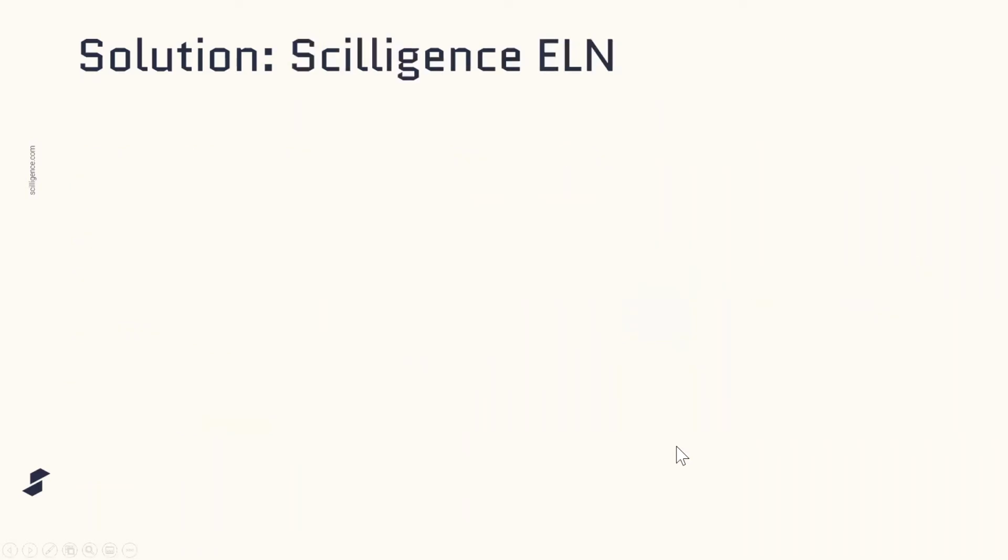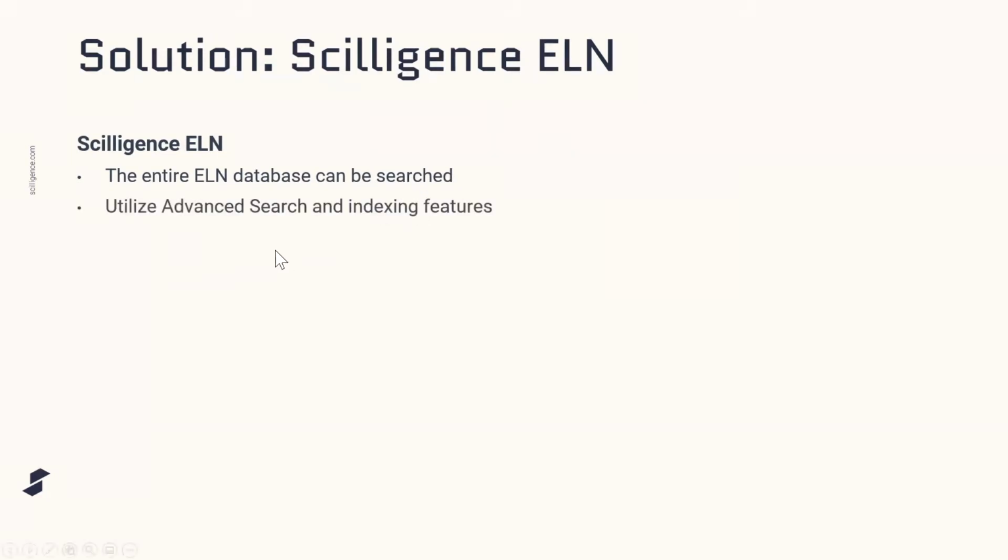For those of you who have our Scilligence electronic lab notebook, this is a vast improvement over the others, right? So with our Scilligence ELN, the entire ELN database can be searched with our advanced search feature. So that's already an advantage. You can go ahead and scrape the whole database across projects, across teams, and search for specific scaffolds, or perhaps for a specific final product by utilizing these indexing features.